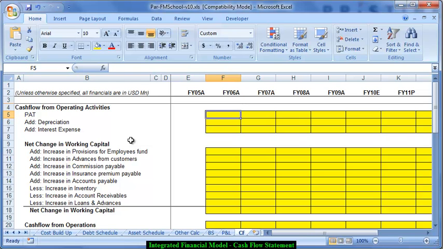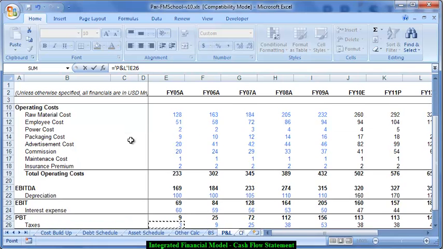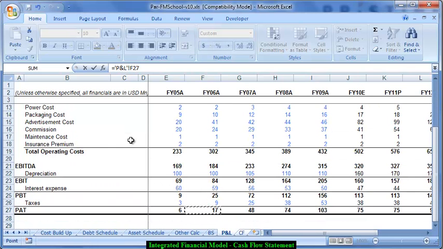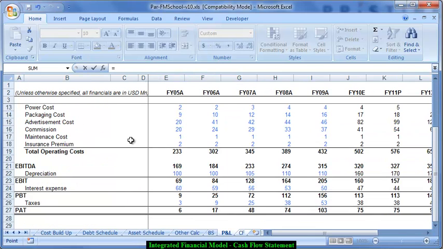That's column F. Let's link the PAT. I'll be able to find PAT in the profit and loss account, right? So let me find FY06 PAT. I just link it to the PAT. Then let's add the depreciation. Depreciation, please note, is not a cash expense. I'll again be able to figure that out either from the asset schedule or from the P&L. Let's link from the P&L only. I have the depreciation numbers linked in the P&L. So let's link from the P&L.